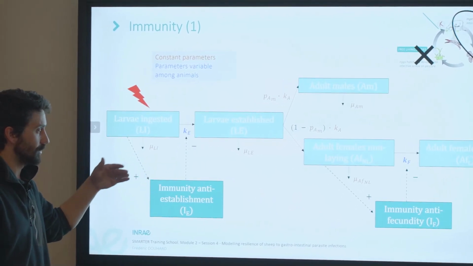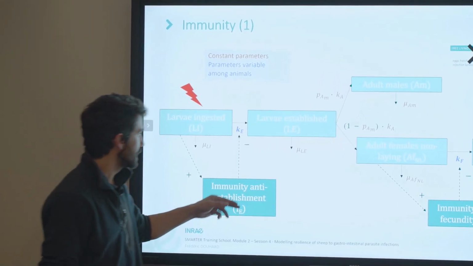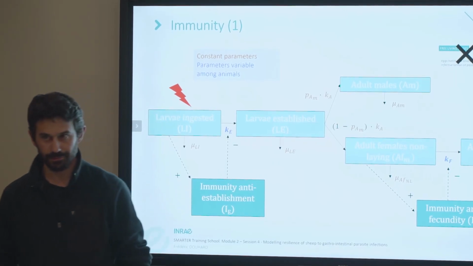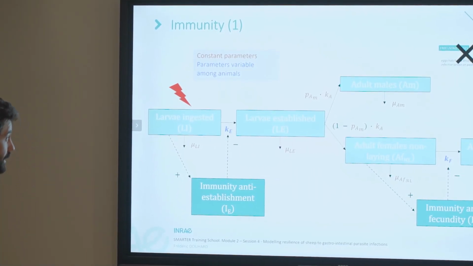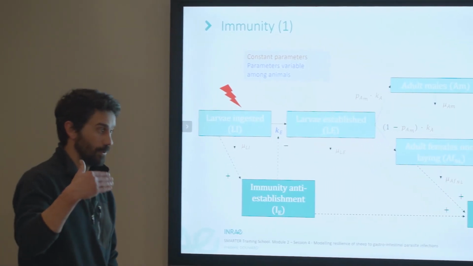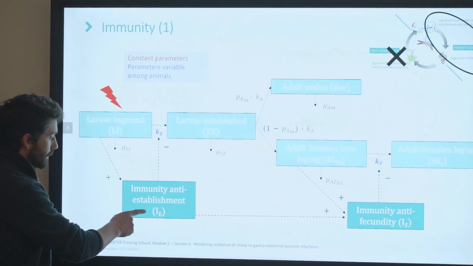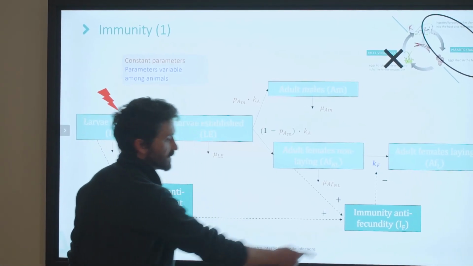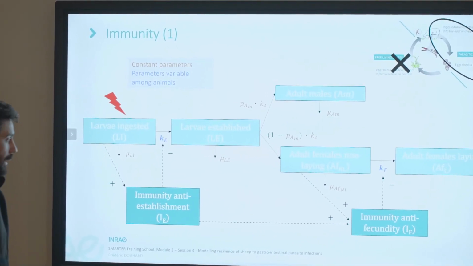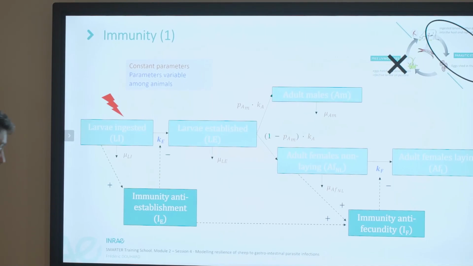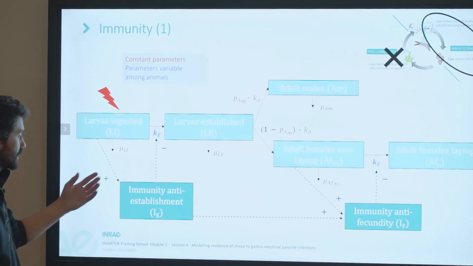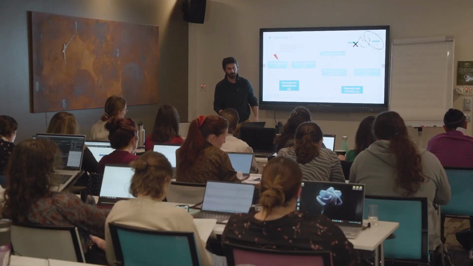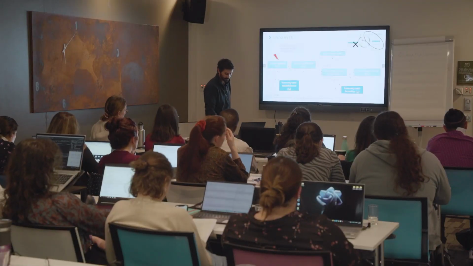So then the higher the values of immunity, the lower the values of the transition rates. And a third assumption was that this is also a promoter of this response. So it means that if you do not have some level of immunity against establishment, then you cannot stimulate immunity against fecundity.